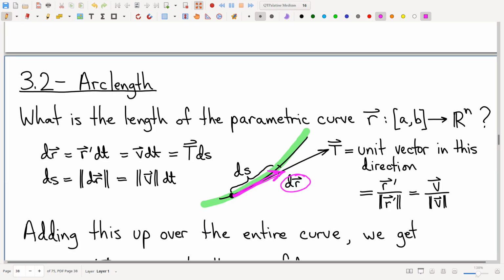All right. No surprise, I hope, that dr is r prime dt. All that says, if you want to think about it from a geometry point of view, is displacement is velocity times time. Which, of course, you can rewrite because r prime is velocity.